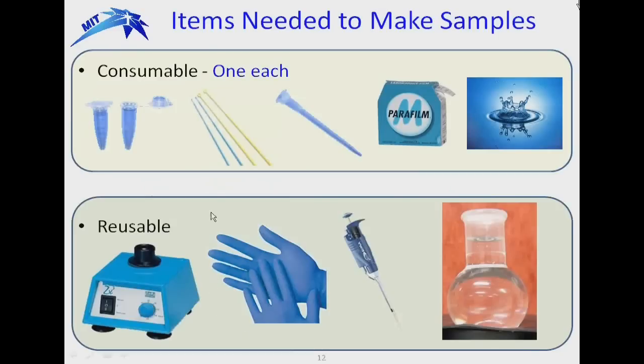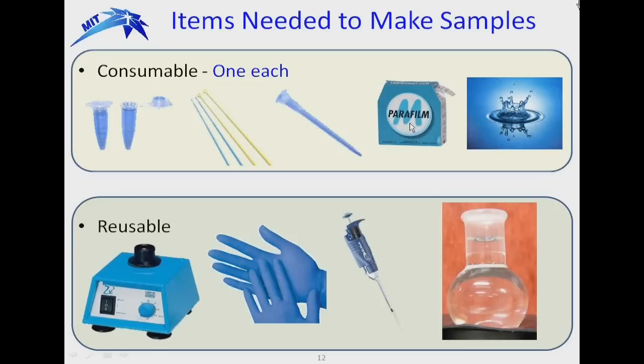Now let's talk about making a sample for an identification test. Making the sample uses 5 consumable items: a microcentrifuge tube, a 1 microliter inoculating loop, a pipette tip, a small square of parafilm, and filtered water.